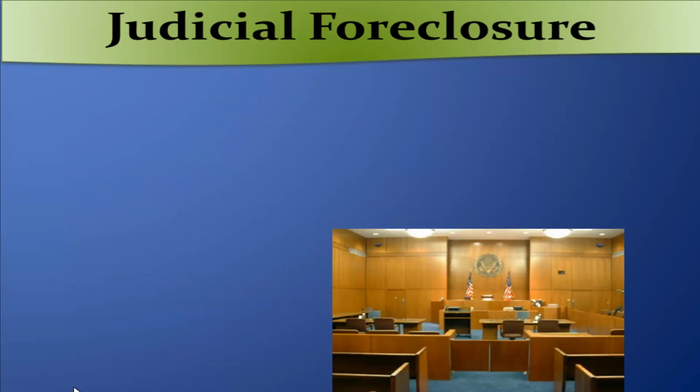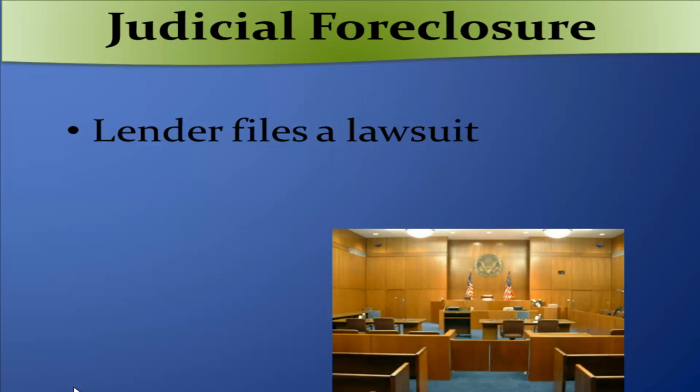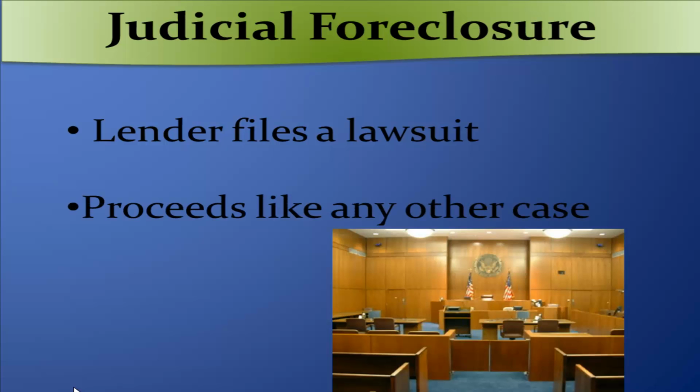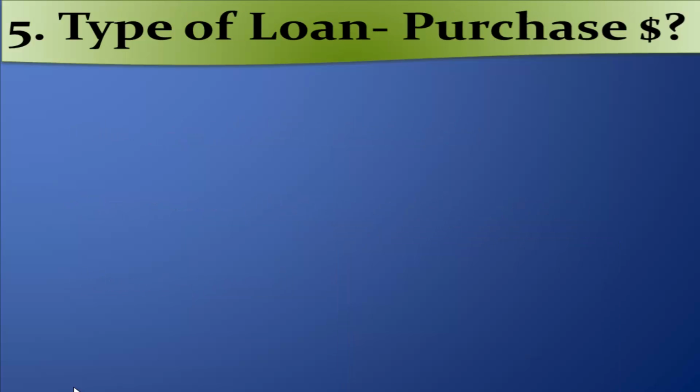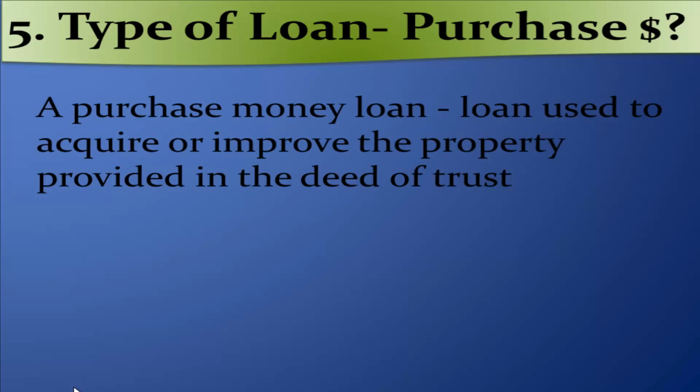The second type of foreclosure is judicial foreclosure, whereby the lender files a lawsuit. It proceeds just like any other case. It's rarely used because it takes a lot more time and is a lot more expensive than a trustee sale. But if the lender does pursue a judicial foreclosure, then we need to also know whether the loan that the lender is foreclosing on is a purchase money loan.